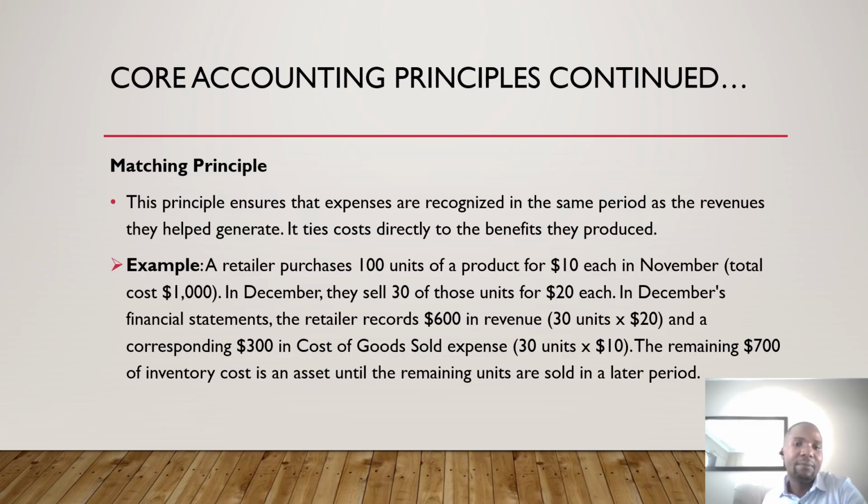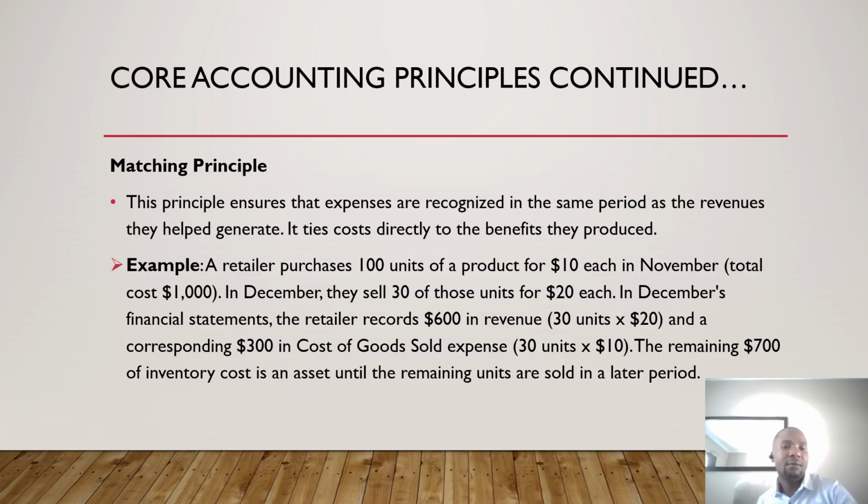That was in November. But in December, they sell 30 pieces of those units for $20 each. So in December's financial statements, the retailer has to record 600 US dollars in revenue. That's the price, the value of those units that we have sold. So it's 30 by $20, giving us a revenue of 600 US dollars. Similarly, for the expenses, we're going to record 300 US dollars in cost of goods sold.